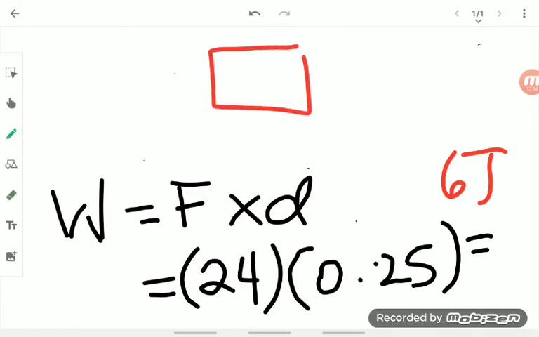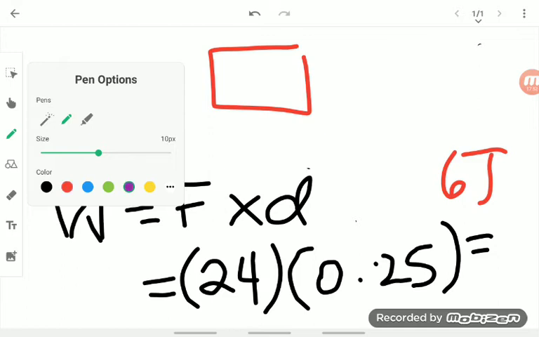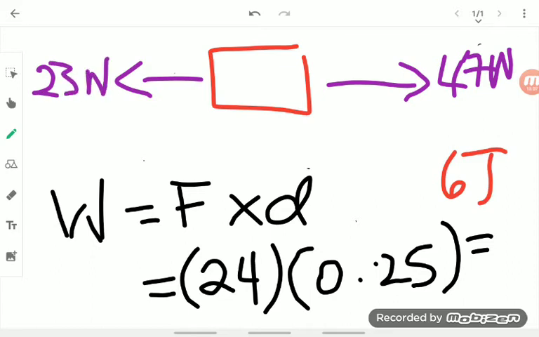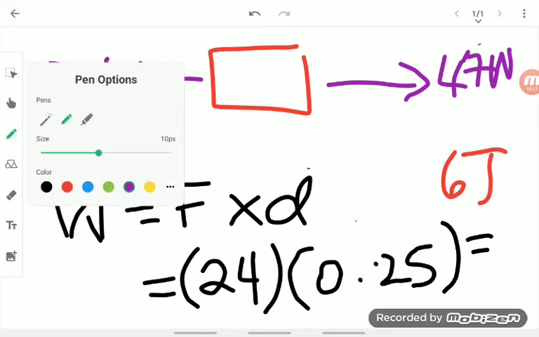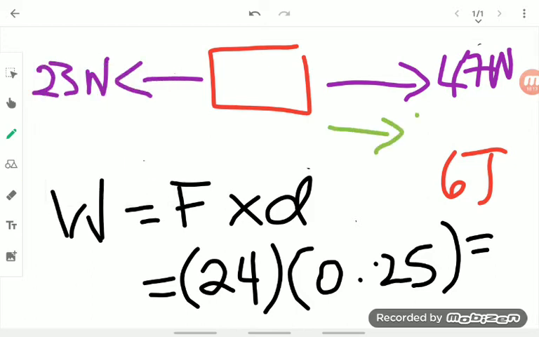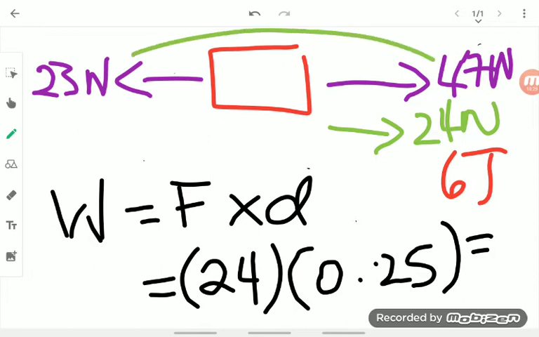If this is our object, then our forces would look like this. So we are pushing with a force of 47 newtons, and we're going against a force of 23 newtons. So the overall force would be 24 newtons forward. So we subtract the 23 newtons from the 47 newtons, and we get 24 newtons going forward. So that would be that.